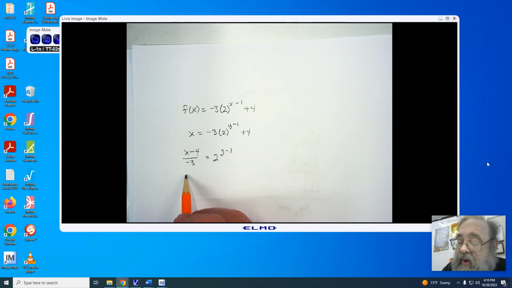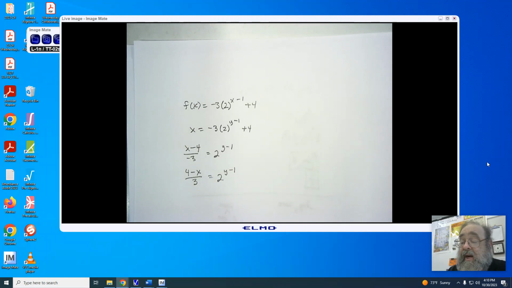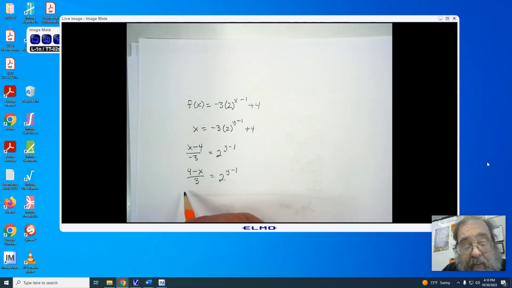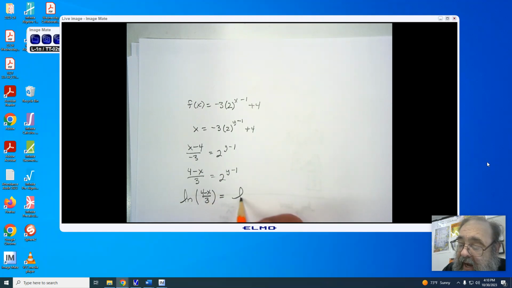Distributing the negative up to the numerator makes it 4 minus x over 3 equals 2 to the y minus 1. And I now need to exponentiate. I'm going to put it into a common log, either log base 10 or log base e, which is our natural log. I'm going to go ahead and do natural log. So I have the natural log of 4 minus x divided by 3 equals the natural log of 2 to the power of y minus 1. The power has to move in front.